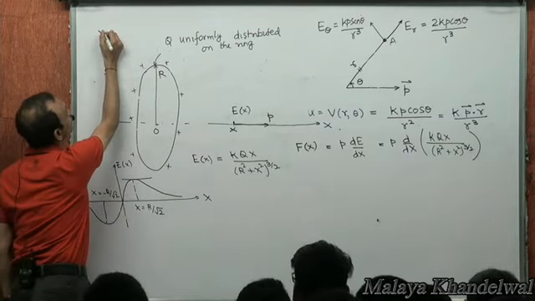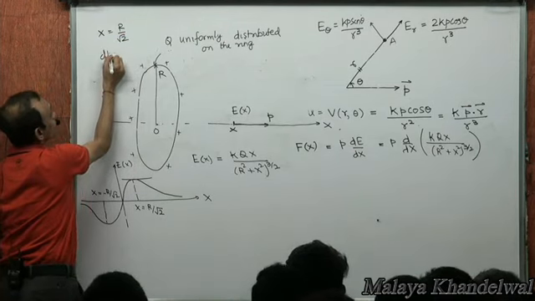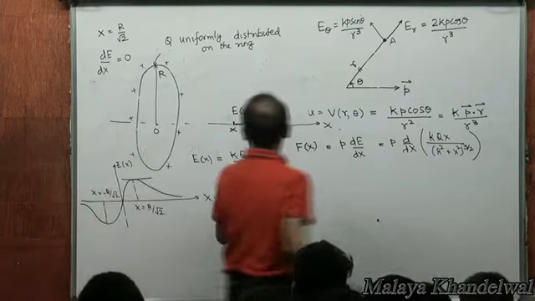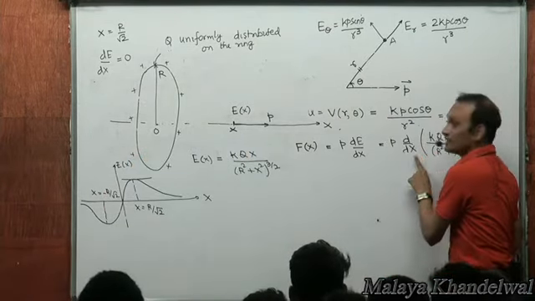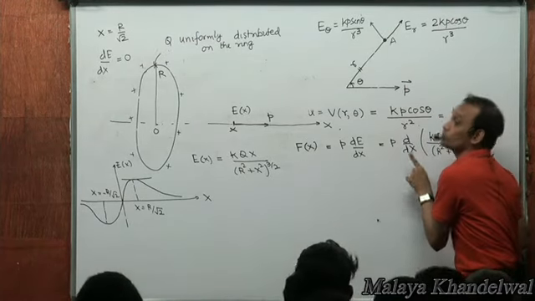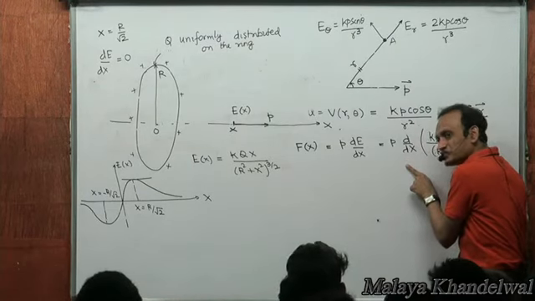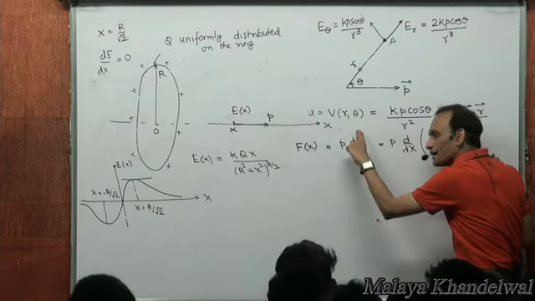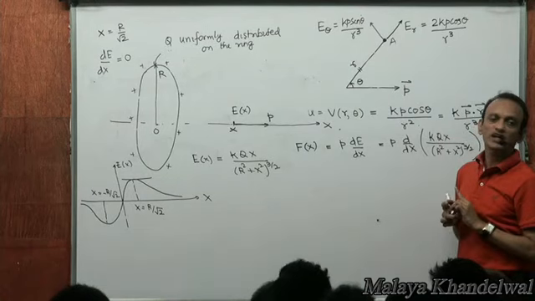At x equal to r by root 2, dE/dx is 0. That means if you happen to place this dipole at x equal to r by root 2, then dE/dx, that means differentiate this with respect to x and put x equal to r by root 2, will turn out to be 0. So if you place the dipole at x equal to r by root 2, then this dE/dx will be 0, and the force experienced by the dipole is going to be 0. Yes or no?